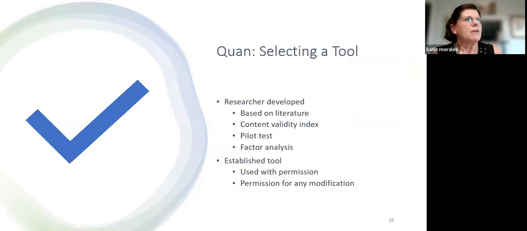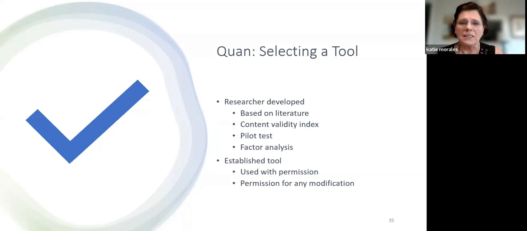So I said that how we measure things is the tool or the instrument. So how do we select that? If you're critiquing research, for example, look to see, was it researcher developed? And if it was, again, it should be based on the literature. And they should have performed a content validity index, meaning they should have done some tool development to make sure, typically you create your tool based on the literature, you send it to a panel of experts and they say, yeah, this question's good, but this one's not. And then based on that, you'll refine the tool.